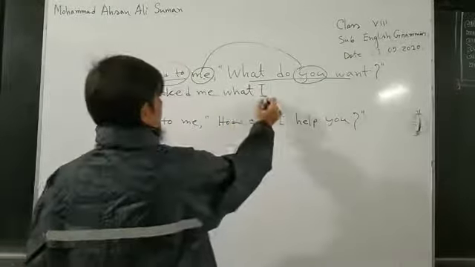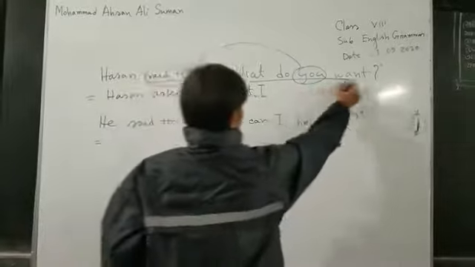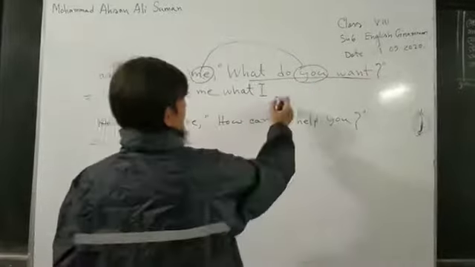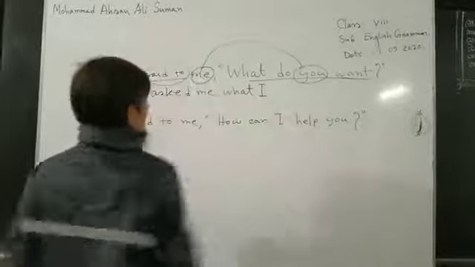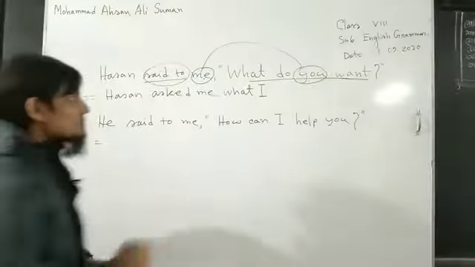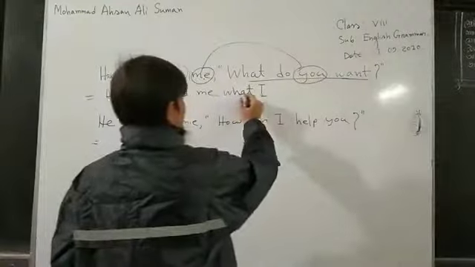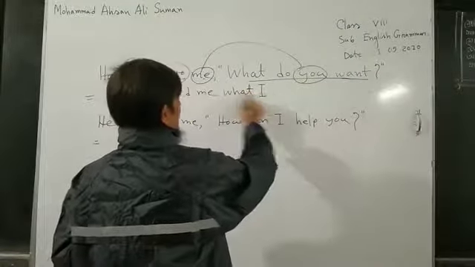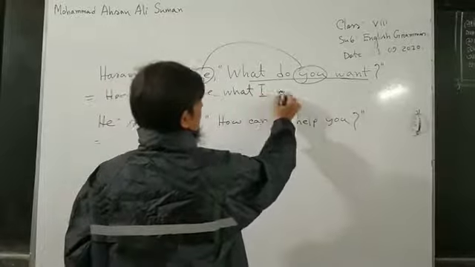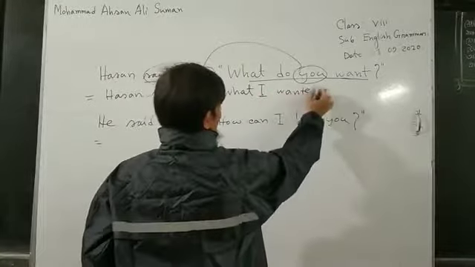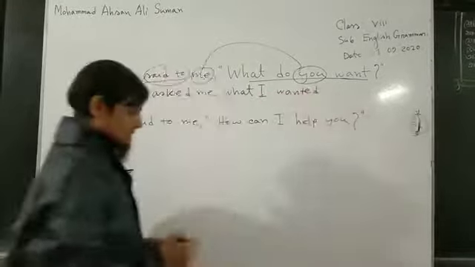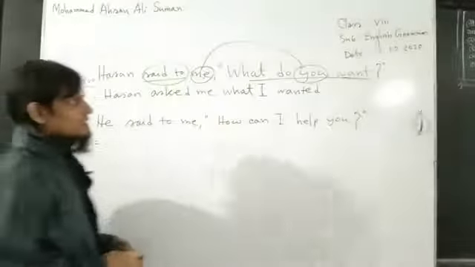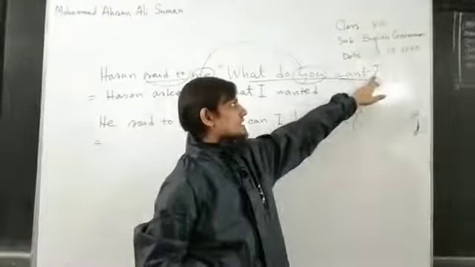What I? It is in the present tense, then it will be past indefinite tense. Hassan asked me what I wanted. And then put the full stop at the end of the sentence, omitting the question mark.